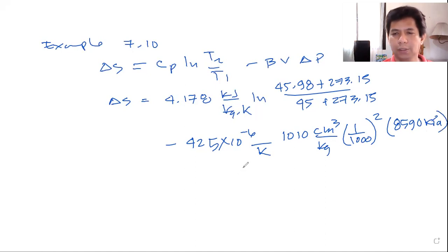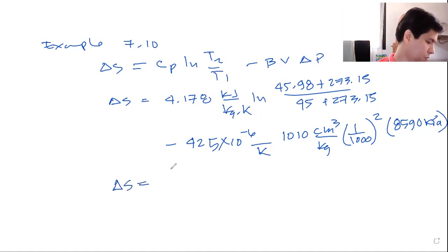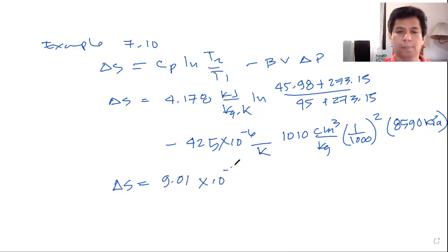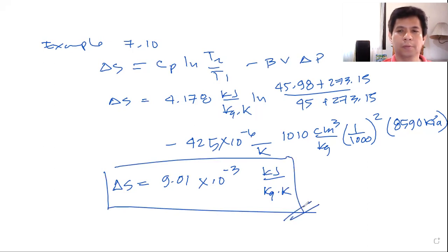Okay, so just use your calculator. You'll see this also becomes kilojoules per kilogram Kelvin. You should be able to arrive at delta S equal to 9.01 times 10 to the minus 6, and the unit is kilojoules per kilogram per Kelvin. Okay, so I hope you get these calculations. It's just formulas. Let's go back to the PowerPoint.